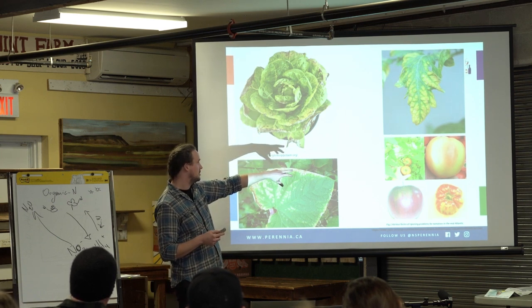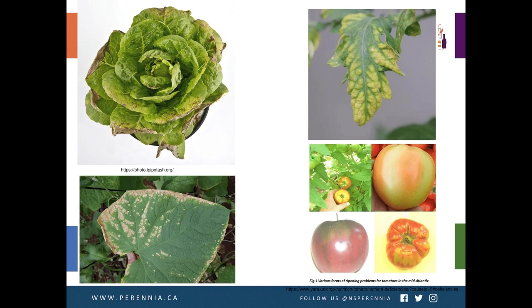But it also affects fruit development. So you can get yellow shouldering because of potassium deficiency, as well as sun scald and other things. But it has a crucial role in fruit maturity.